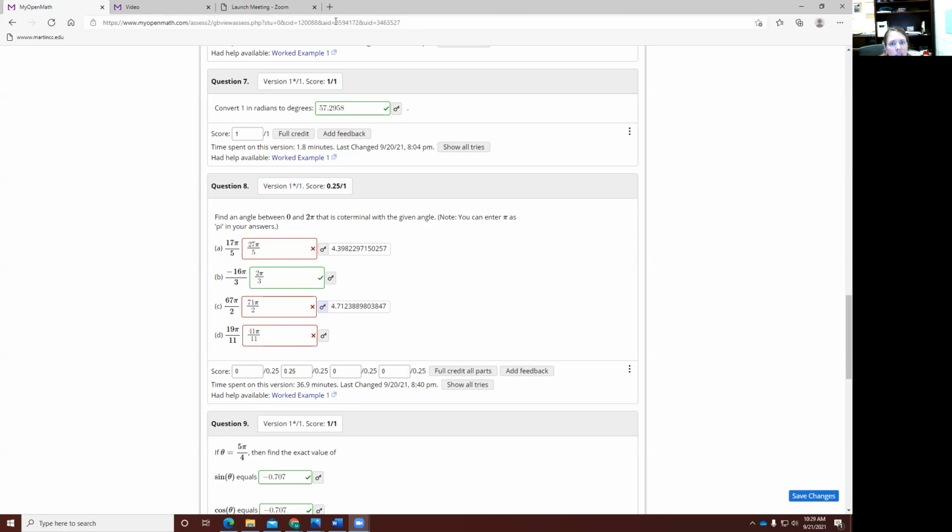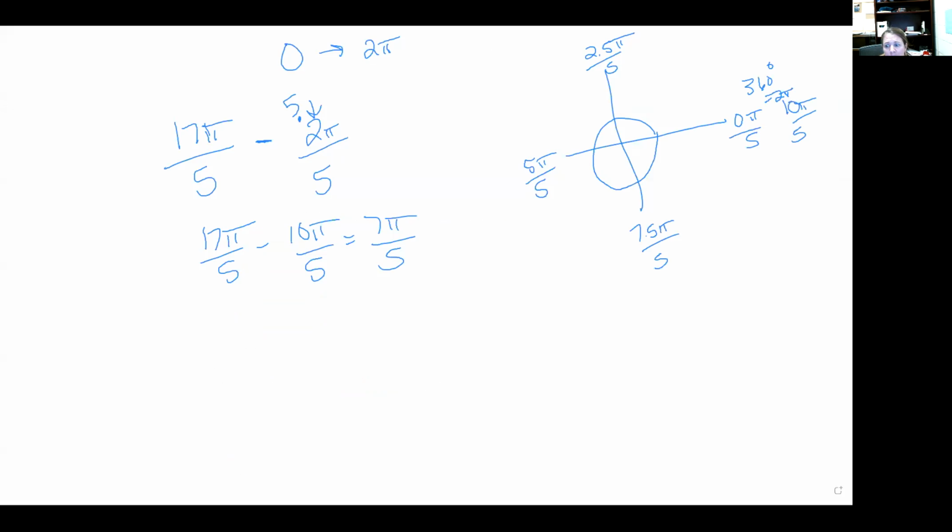All right, let's look at C. Like I said, sometimes it may be easier if you just convert it to degrees, and then it helps you see it a little easier. So we have 67 pi over 2. Let's think about this. This is way over one loop, right? You go one loop, then another, then another, then another, because 4 pi over 2 would be just one loop.